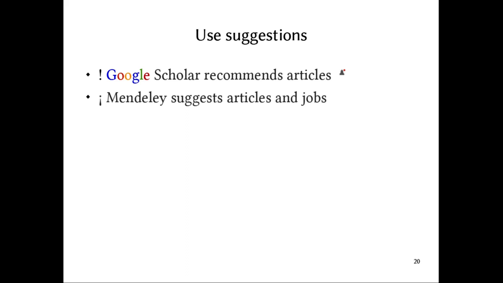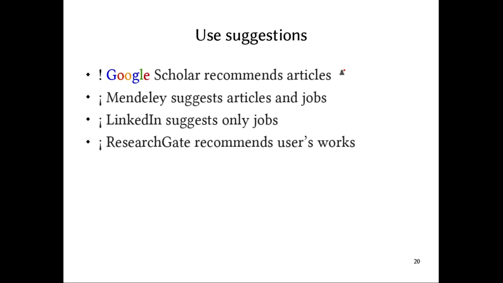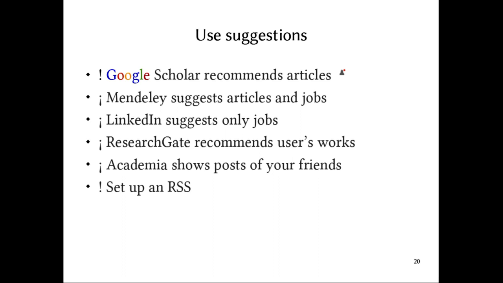Mendeley suggests articles and jobs. LinkedIn suggests only jobs. ResearchGate recommends users' works. That is a social network for scientists, and if you are there, you have some friends also working in a similar field. Academia is another social network. It shows posts of your friends, so it also might be an advertisement of an article.